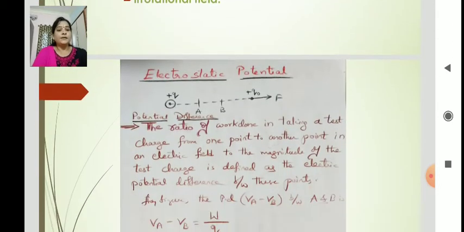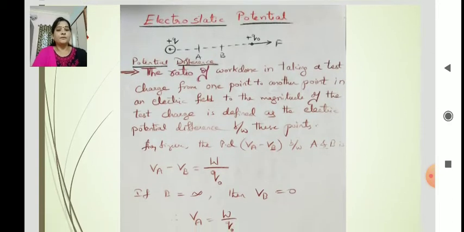Now, let me first see the electrostatic potential. What is electrostatic potential, or simply electric potential? Generally, we know when a liquid flows, it flows from a higher region to a lower region. In the same way, in a field, the charge flows from a higher potential point to a point at lower potential.